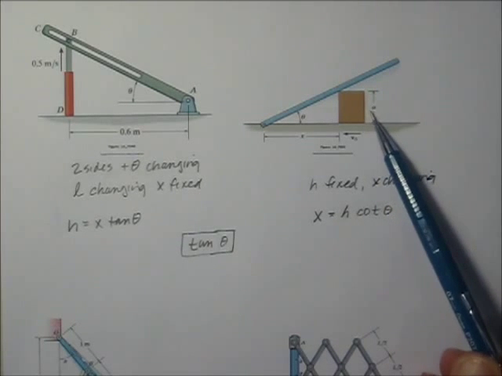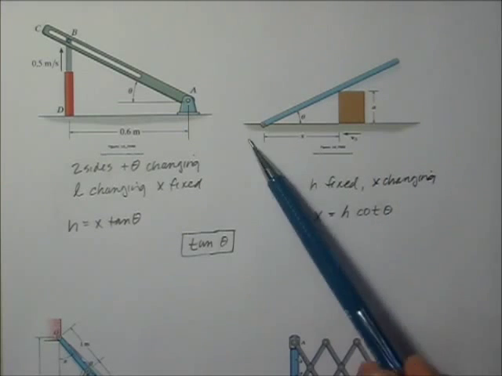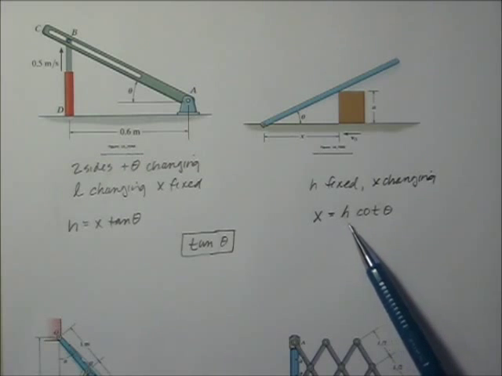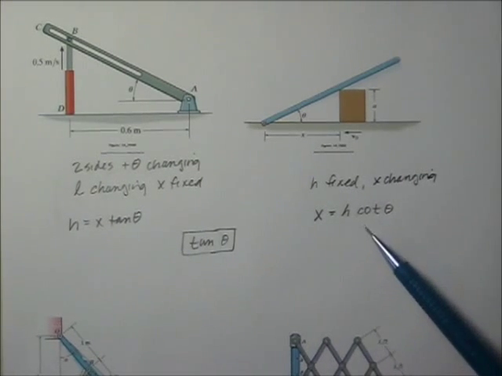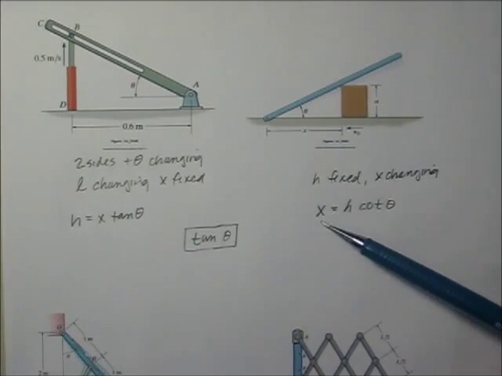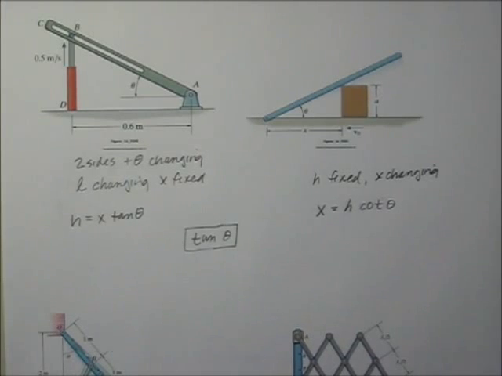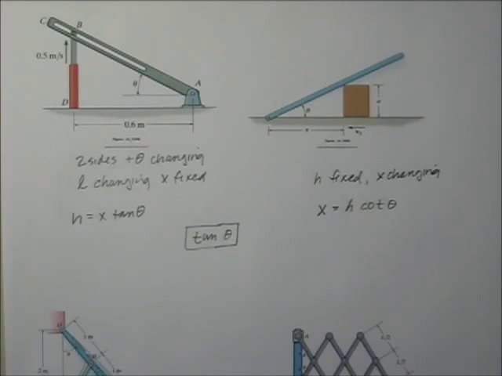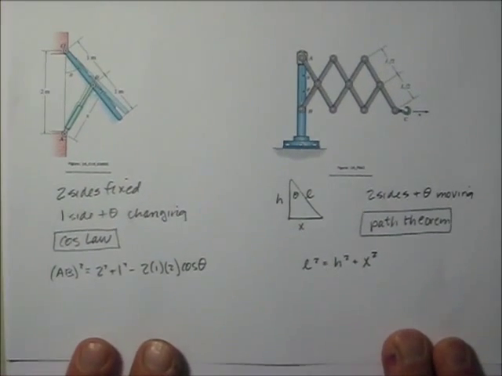Here the block is sliding toward this way, and in this case height is fixed, but x is changing, so we have to say x is equal to h cotangent theta. Both of these things you can take the derivative of both sides again and get x dot, take the derivative of this one and get h dot, and you'll have to do the derivative of those tangents and cotangents. They're not very pretty, but they need to be done. All right, and then a couple more here.